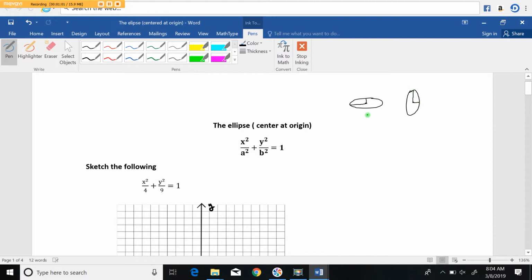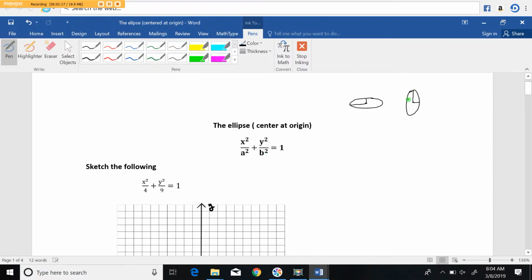Whether they are stretched horizontally or vertically, you can tell by looking at these values. When the value under the x is larger than the one under the y, they'll look like this. And when the b value is larger, they'll look like so.